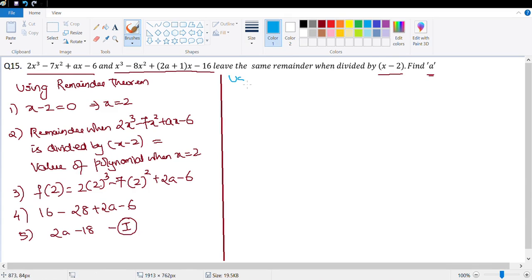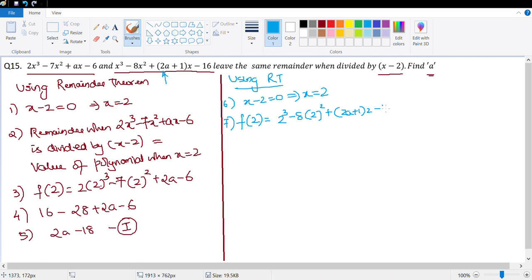So using remainder theorem, x minus 2 is equal to 0, which means x is equal to 2. So the value of the polynomial when x is equal to 2, for the second polynomial, will be 2 cube minus 8 into 2 square plus 2a plus 1 multiplied with 2 minus 16. So that's equal to 2 cube, 8, minus 2 into 2, 4, into 8, 32, plus 4a plus 2 minus 16.